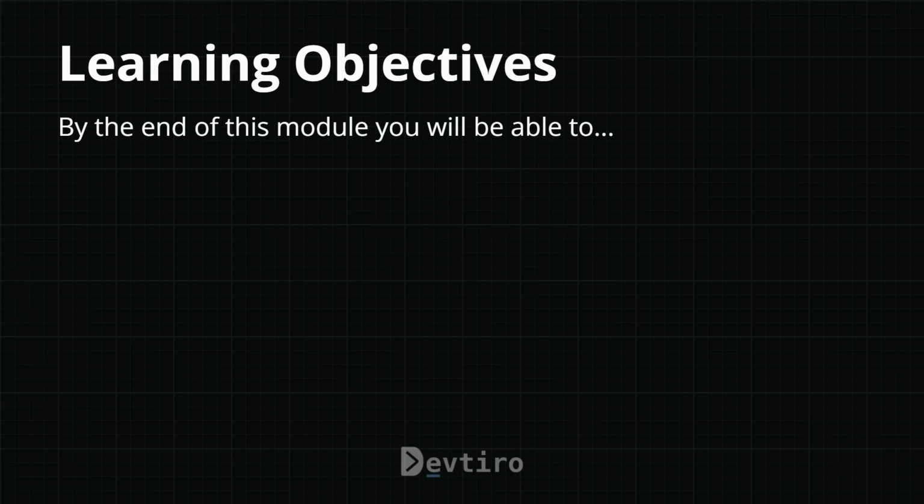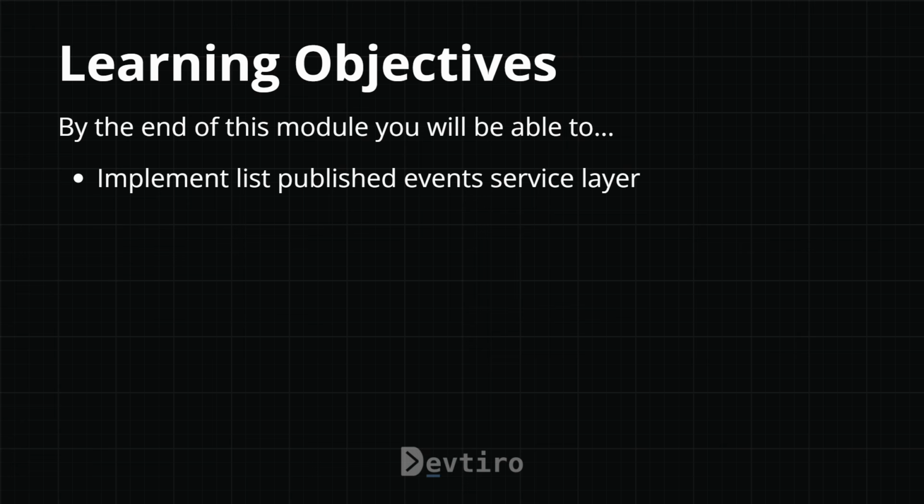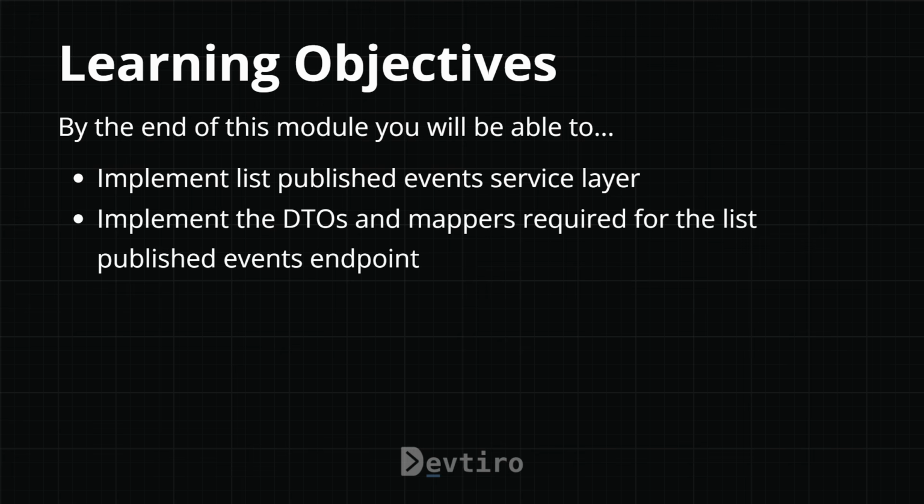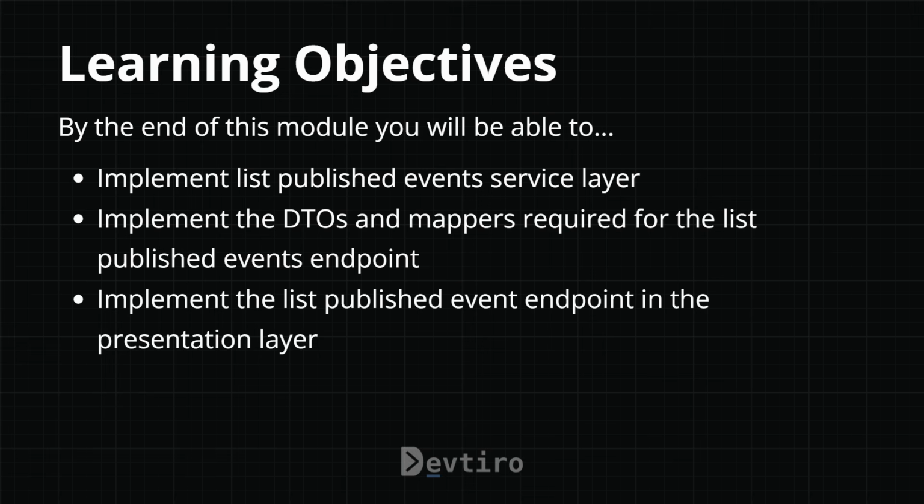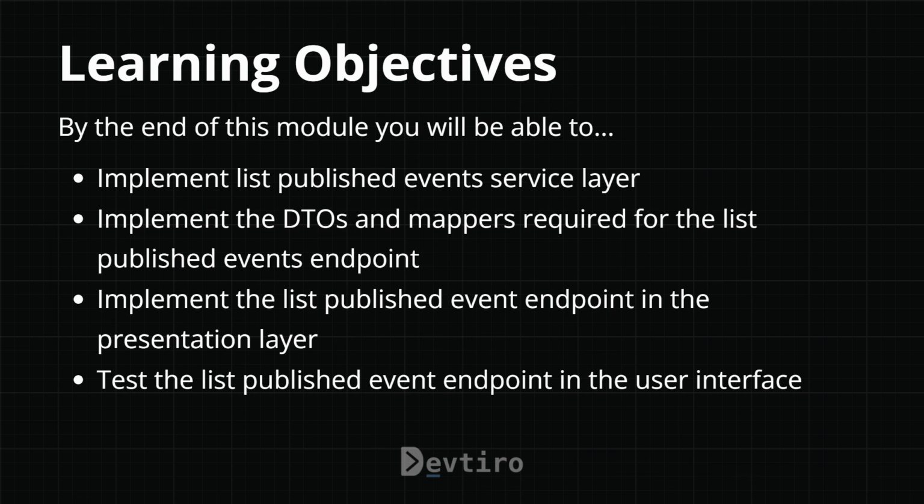So now for the learning objectives. By the end of this module, you will be able to implement the list publish events service layer, implement the DTOs and mappers required for the list publish events endpoint, implement the list publish event endpoint in the presentation layer, and test the list publish event endpoint in the user interface. So with this covered, let's get started.